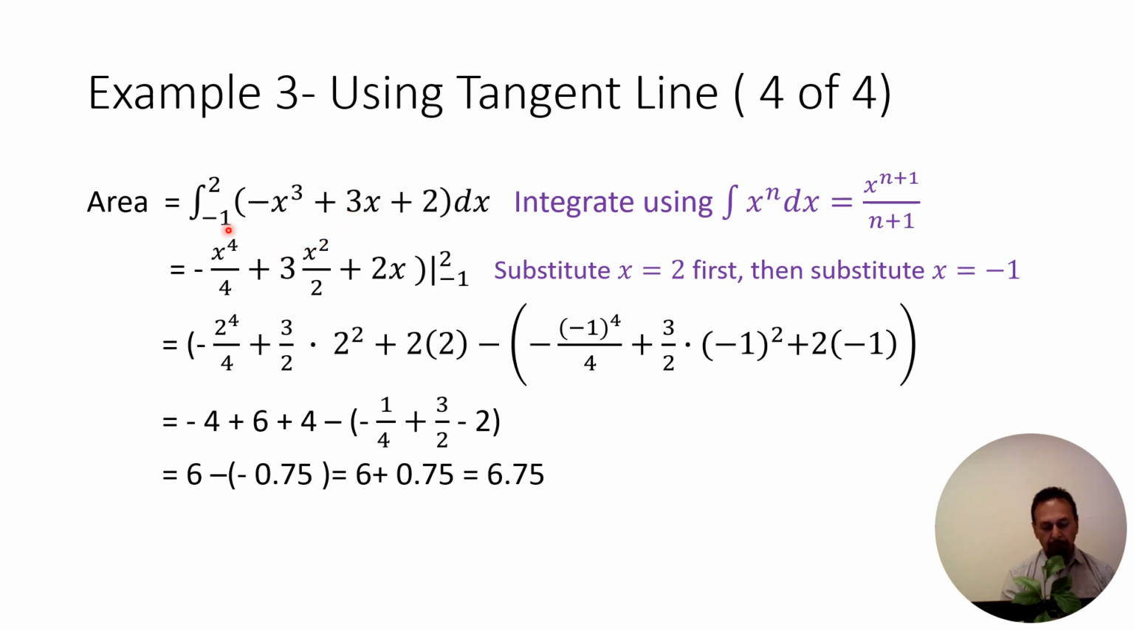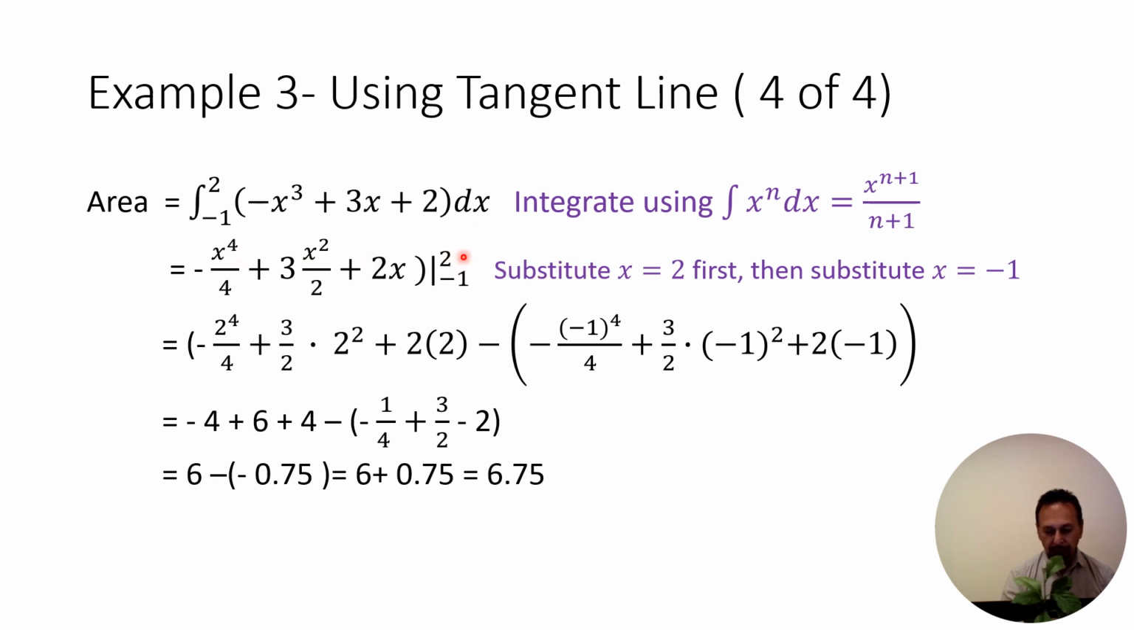Okay, so now we integrate using the power rule of integration. X to the n is x to the n plus 1 over n plus 1. So now we have a negative. This, so 3 plus 1 is 4, x to the 4 over 4, plus 3 times this to be x to the power 1 plus 1, 2, and divided by 2. Constant, the integral of constant is constant times x. Now we have and indicate the limits -1 to 2.